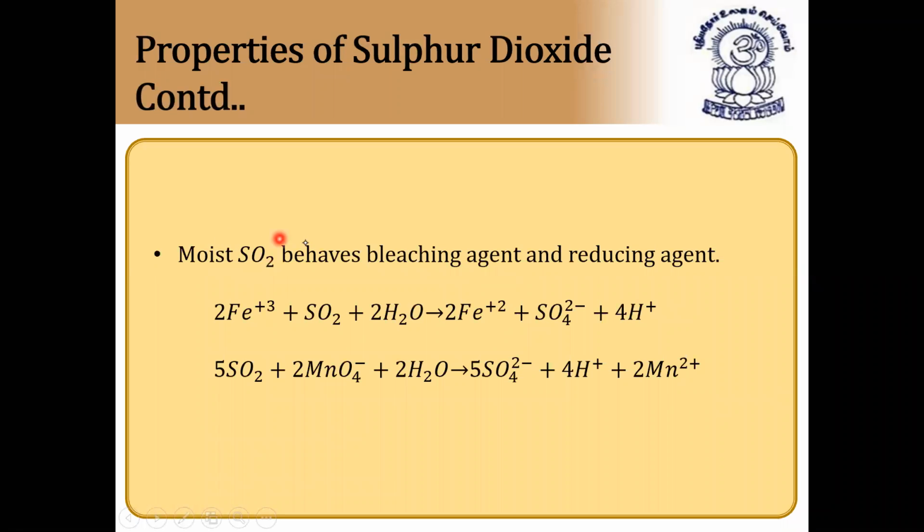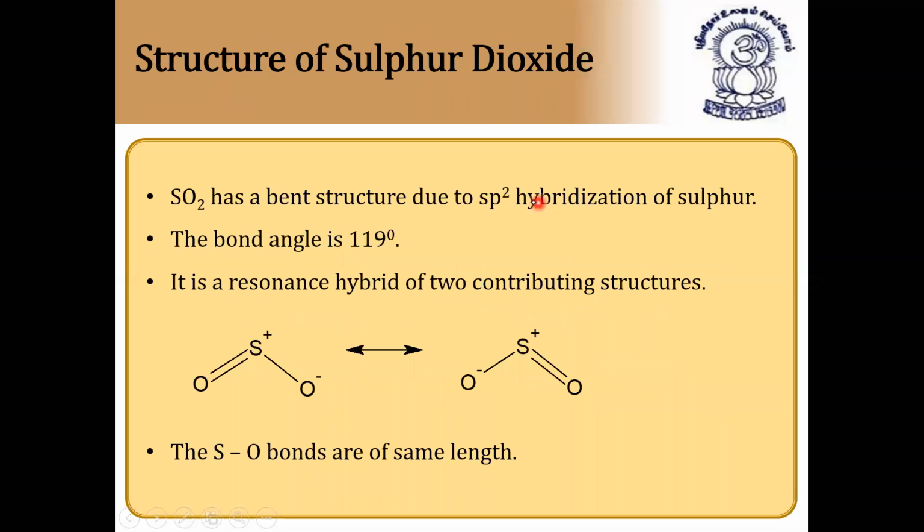Properties of sulfur dioxide, continuation. Moist sulfur dioxide behaves as a bleaching agent and reducing agent. For example, ferric ions on reaction with sulfur dioxide form ferrous ions and H+ ions. Similarly, sulfur dioxide on reaction with potassium permanganate forms manganese ions along with potassium sulfate. So these are the properties of sulfur dioxide.